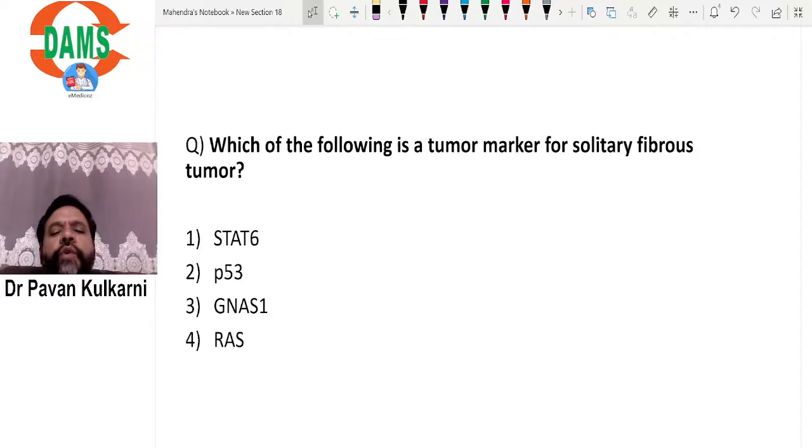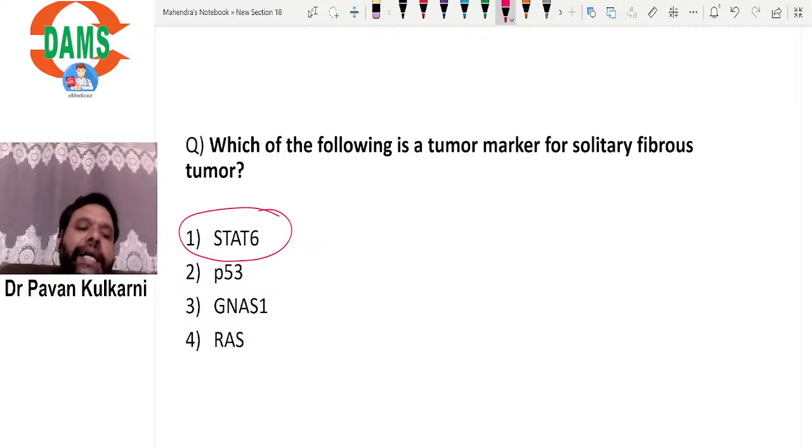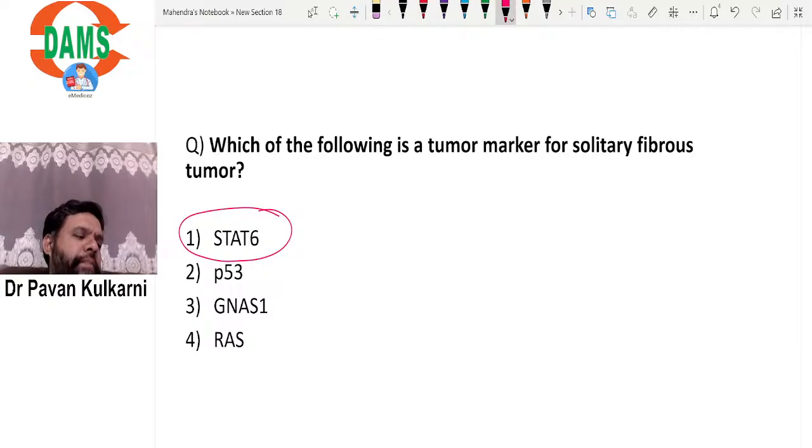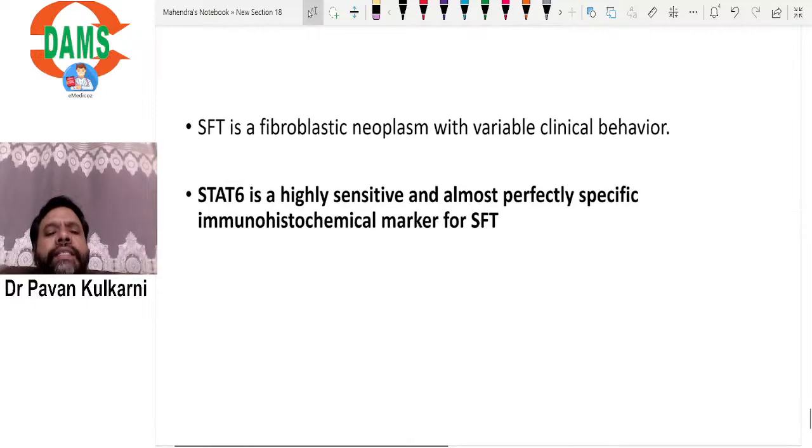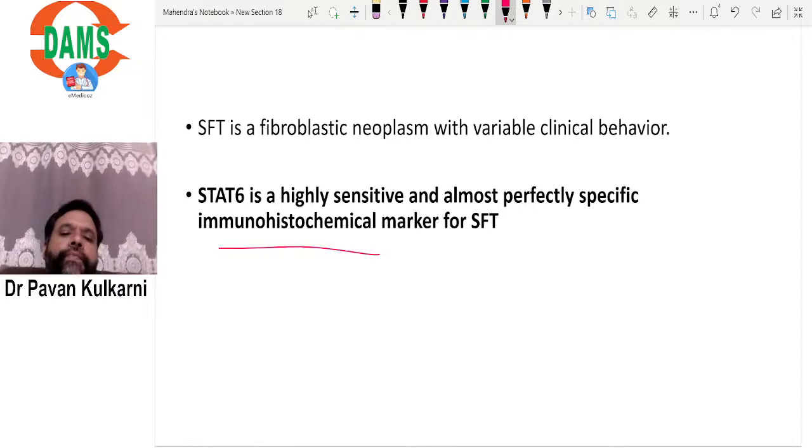Moving on to the last question for today's discussion. Which of the following is a tumor marker for SFT, solitary fibrous tumor? There is a tumor called SFT. It is fibroblastic, and this tumor is classically STAT6 positive. Now what exactly is STAT6? STAT6 is basically a highly sensitive and specific marker for SFT. It's an IHC marker. IHC is immunohistochemistry.